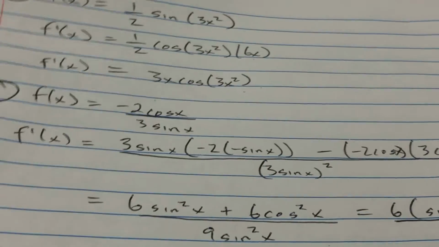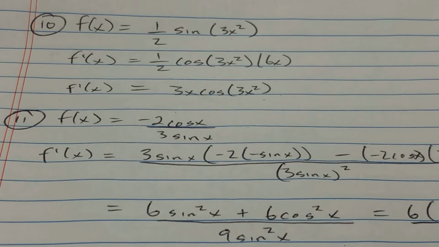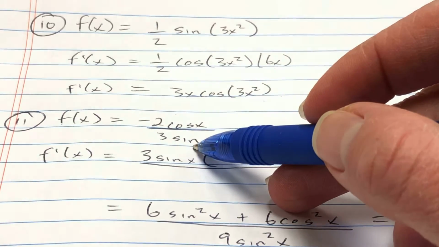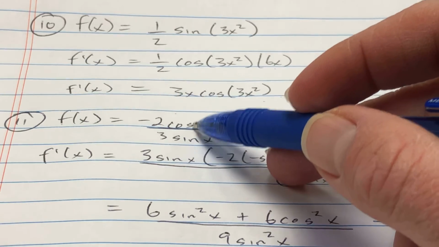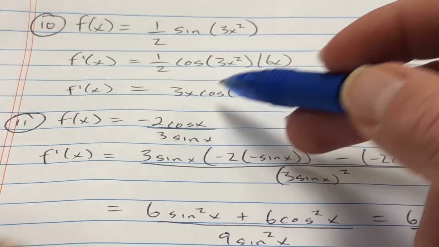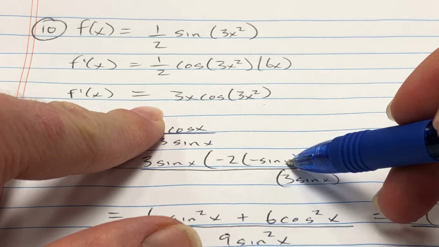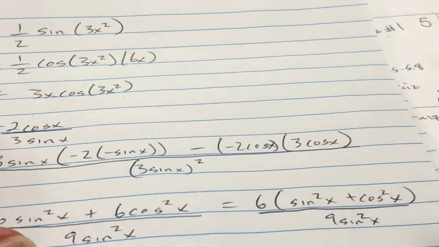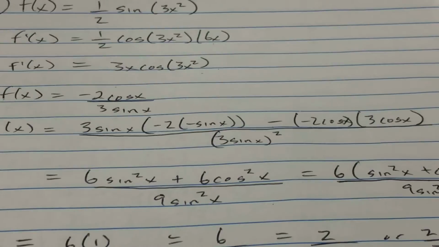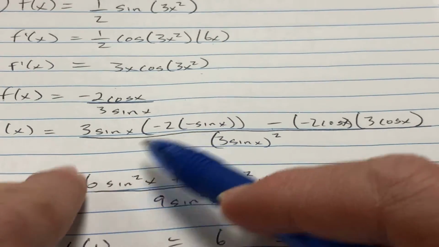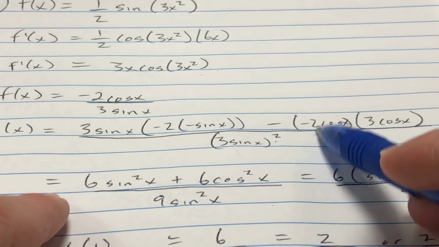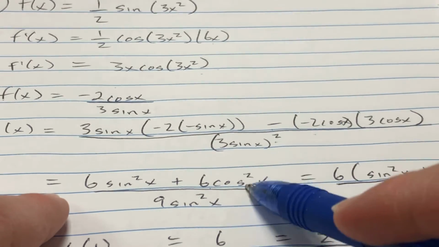11. Unless we have the cotangent derivative down, we are going to do quotient rule. So low, derivative of the top. So negative 2. Derivative of cosine x is a negative sine x. Minus high, derivative of the bottom would be 3 cosine x, all over the square of what's below. All right. Negative times the negative is a positive. 2 times 3 is 6. Sine x times sine x is sine x squared. Negative times a negative is a positive. 2 times 3 is 6. Cosine times cosine is cosine squared.